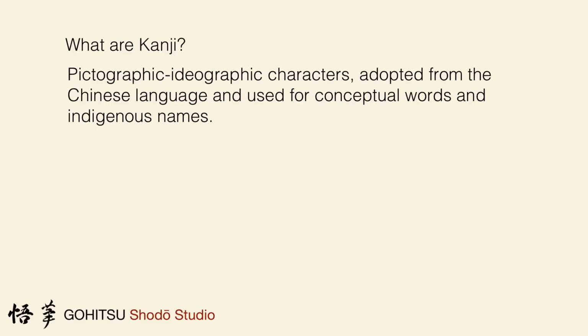And the first one is, what are kanji? Kanji, according to the Kanji and Kana dictionary, are pictographic, ideographic characters adopted from the Chinese language and used for conceptual words and indigenous names. So what this means is the kanjis are characters that carry both a pronunciation and a meaning, and they were adopted into the Japanese language from the Chinese language. So that's why Chinese characters and Japanese characters are very similar and sometimes almost identical. And it's used in the Japanese language for words and to write their own names.